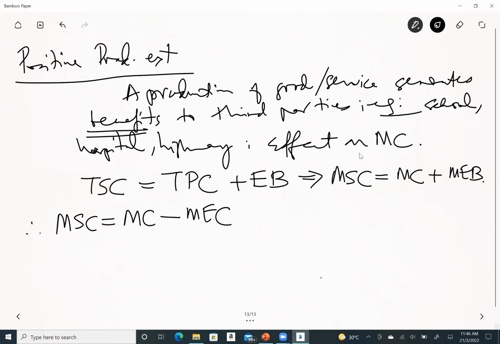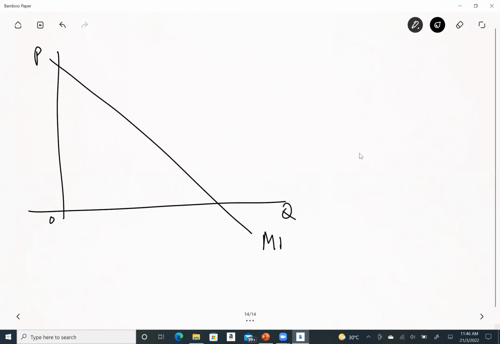So you have the MC and the MSC. Here you have the demand function, the marginal benefit. There is no change in the marginal benefit because the externality is on the production. So here I have the MC. You know what? I will draw the MC a little bit higher. I drew it too low. I draw it a little bit higher because the MSC is below the MC. So let's say that is the MC.